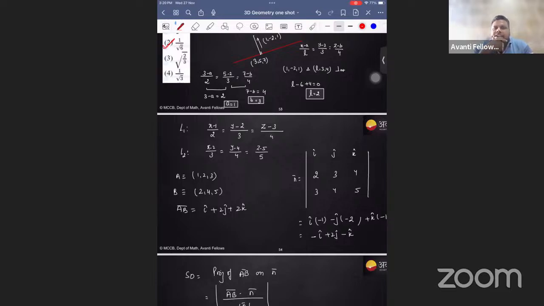Yeah, anybody having any doubt in any particular step, tell me in the chat box. Bhagat, got it? Well, very good. Now let's go.